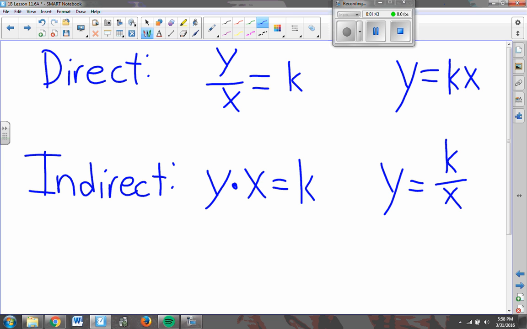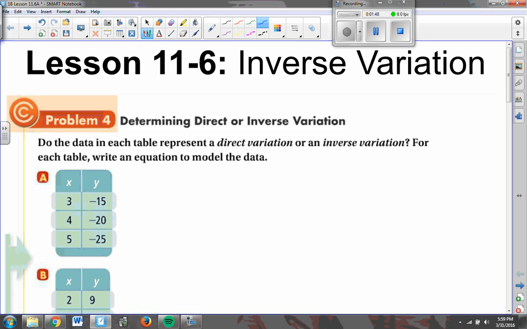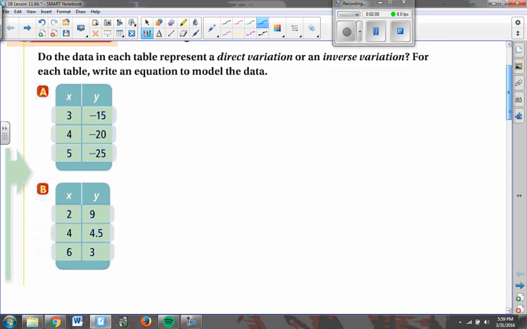So we're then going to transition and start looking at how do we decide between direct and indirect variation for a certain table of values. Okay? So we're given a couple of table of values here, and we're asked, does the data in each table represent direct variation or inverse variation? And then they want us to write an equation to model this situation. Okay? So we look at letter A.